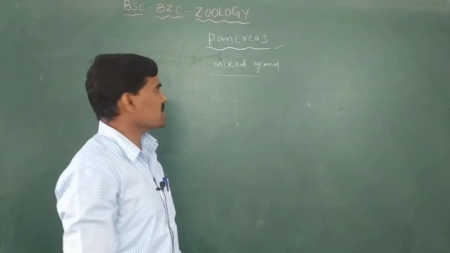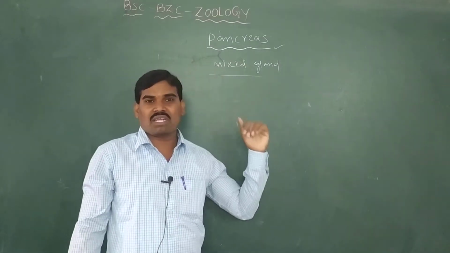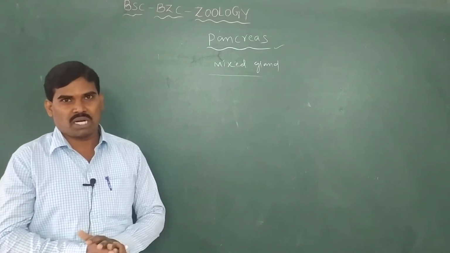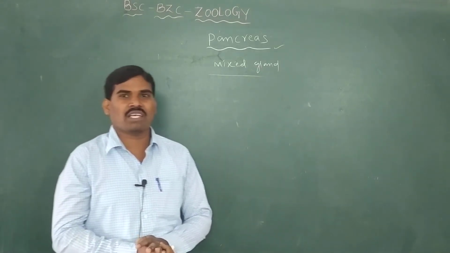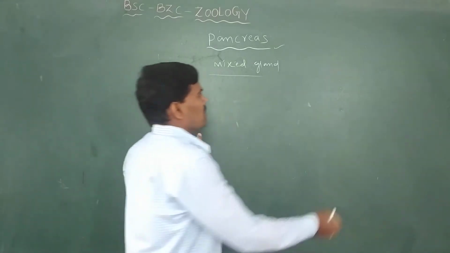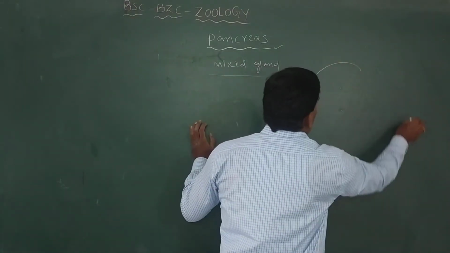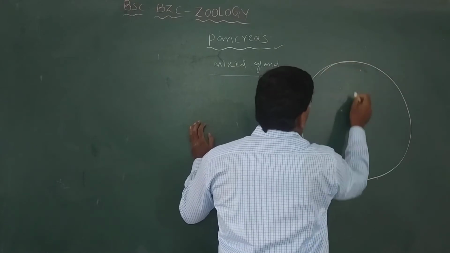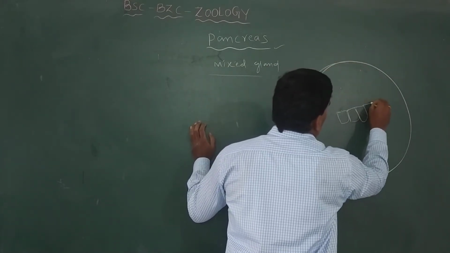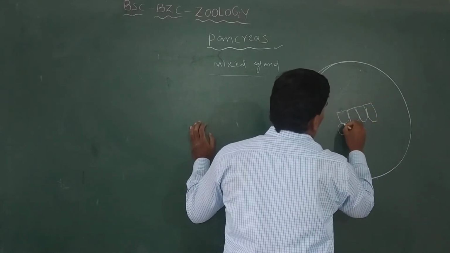Where is the pancreas located? The pancreas is in the duodenum part. In the duodenum, the pancreas is present as a leaf-like structure. The pancreas has two types of cells: the acini cells and the islets of Langerhans.